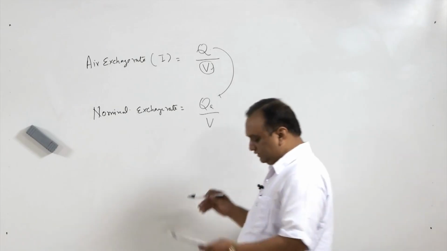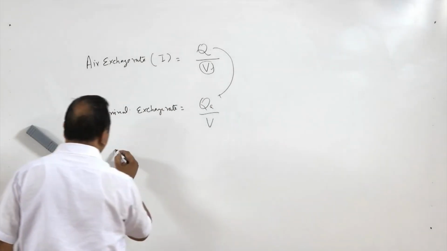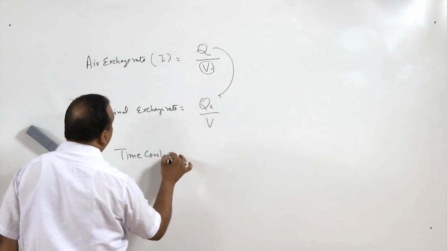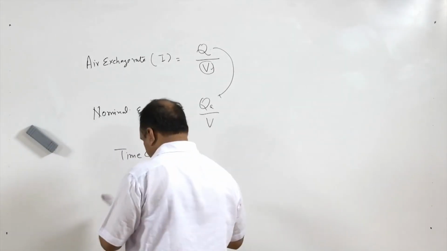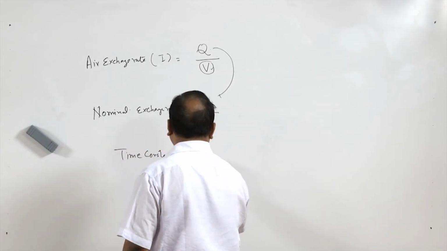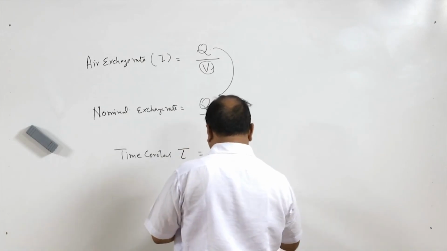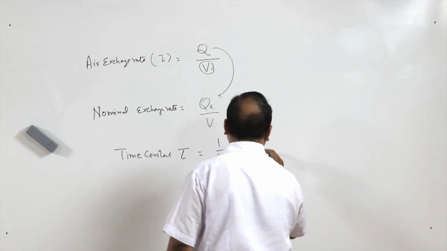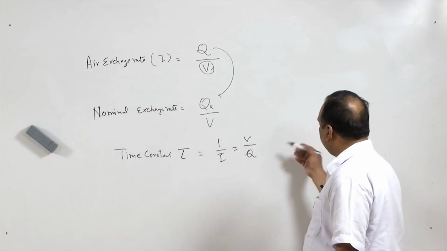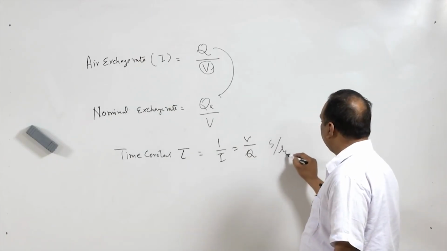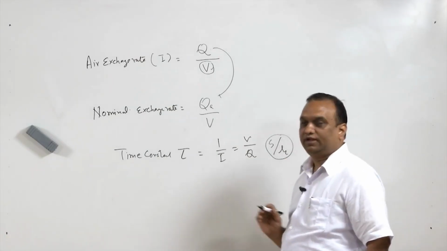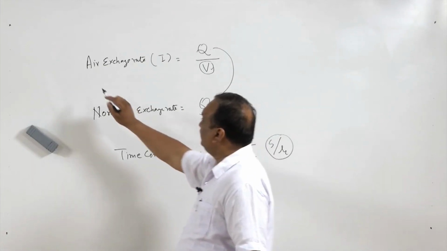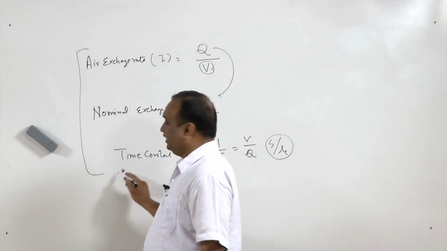After that comes the time constant. Time constant is denoted by tau, which is equal to the inverse of I, or V by Q, and the unit can be second or hour, whatever unit we are using. So, that is going to be the time constant. So, these are certain things which quantify the ventilation in the building.